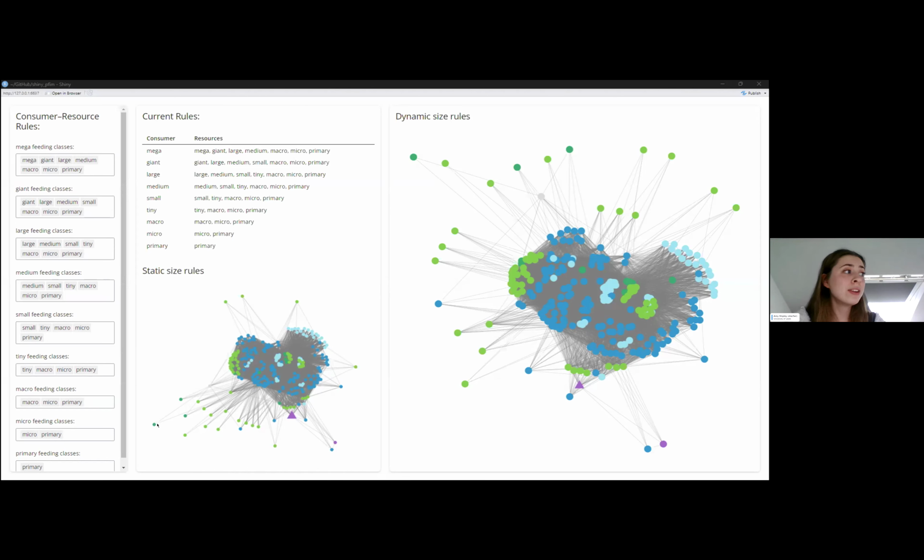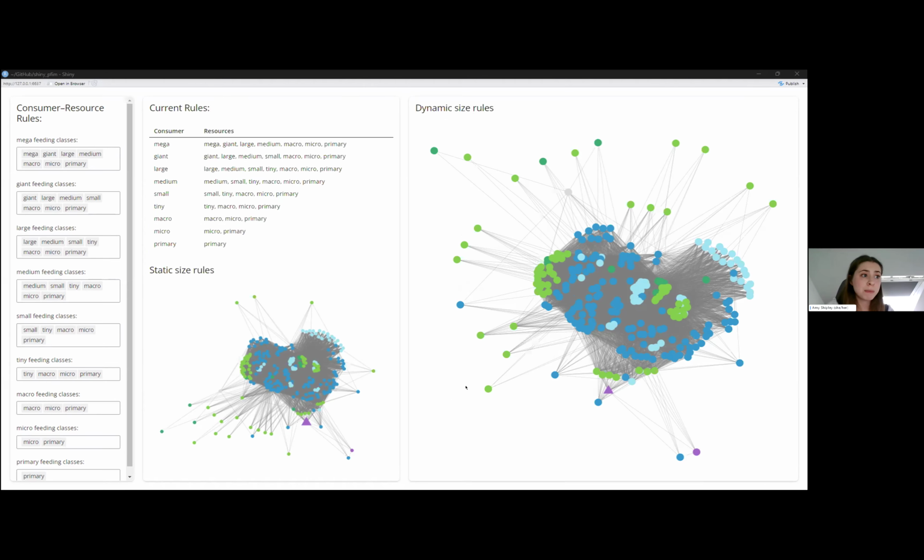And then down here, under the static size rules, this is just my food web as it is. So this won't change as we alter these rules. And on the right, we have a dynamic food web. So this will change as we alter the rules on the left. This is my data, and this is the same food web. Obviously, it looks a whole lot different than the food webs in my presentation because those were 3D networks, whereas these are 2D networks, and they don't have that same upside down pyramid shape. But it's exactly the same data, and it's the same color scheme as well.